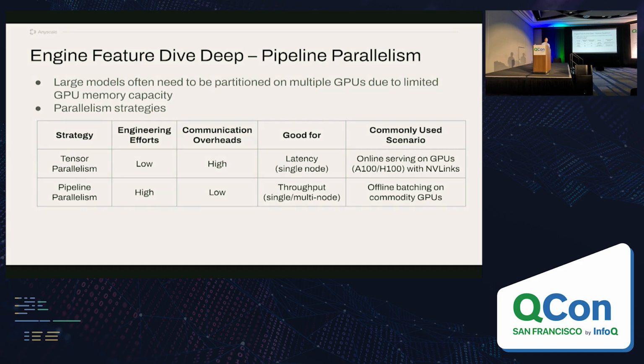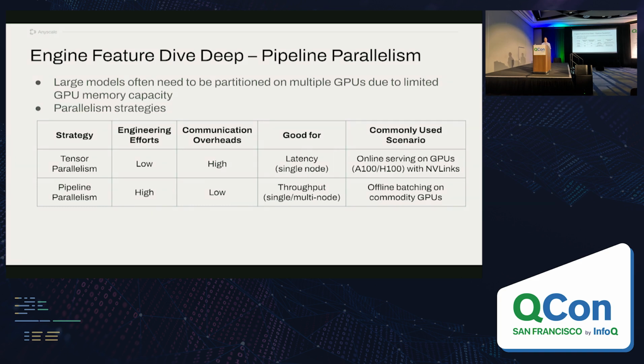There are two famous model parallelism strategies: tensor parallelism and pipeline parallelism. Tensor parallelism is a straightforward approach. Basically, you just parallelize the execution of the matrix multiplication and then aggregate the results after each layer. This implementation is extremely simple, but it also introduces very high communication overhead. So it is good for improving latency on a single node where all of your GPUs have very high bandwidth inter-GPU communication, such as NVLink.